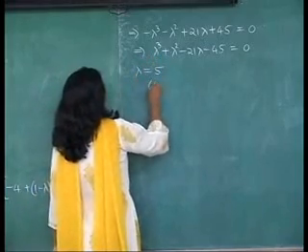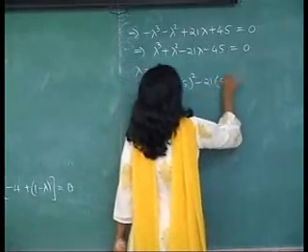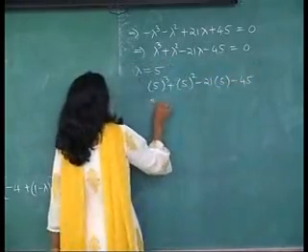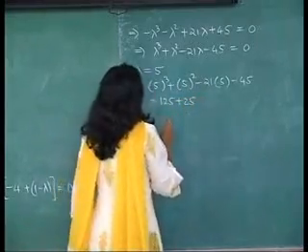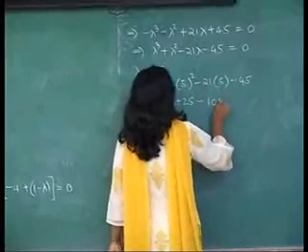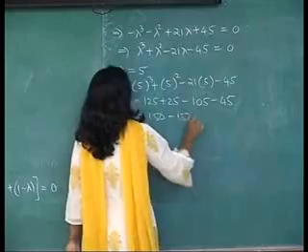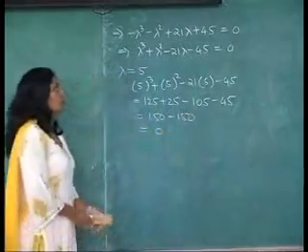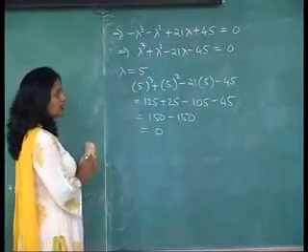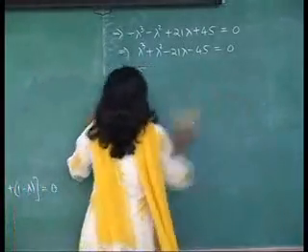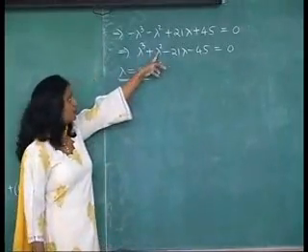in this, I'll get 5 cube plus 5 square minus 21 into 5 minus 45, which will work out to be 125 plus 25 minus 105 minus 45, that is 150 minus 150 equal to 0. So if I put lambda equal to 5, the equation is definitely satisfied, which means lambda equal to 5 is one root of this equation.